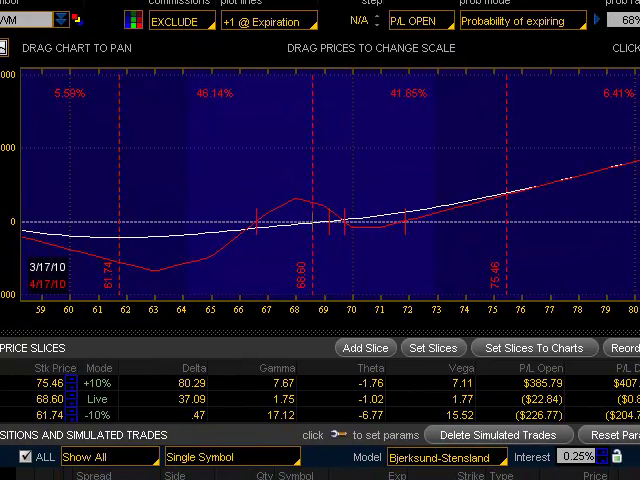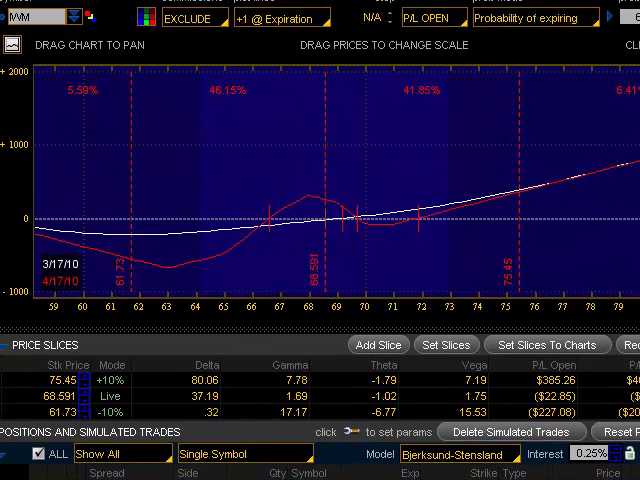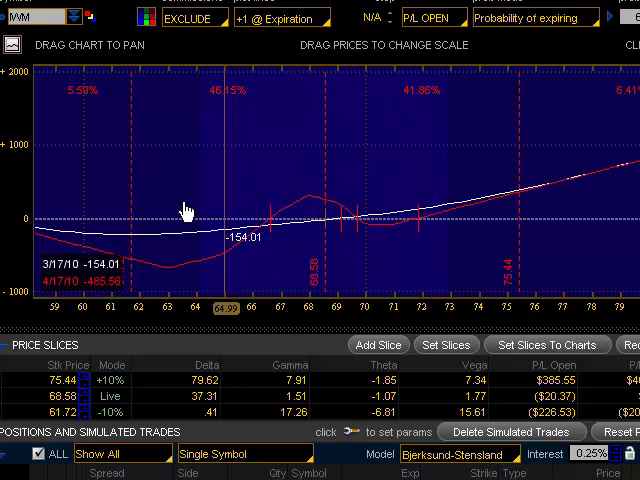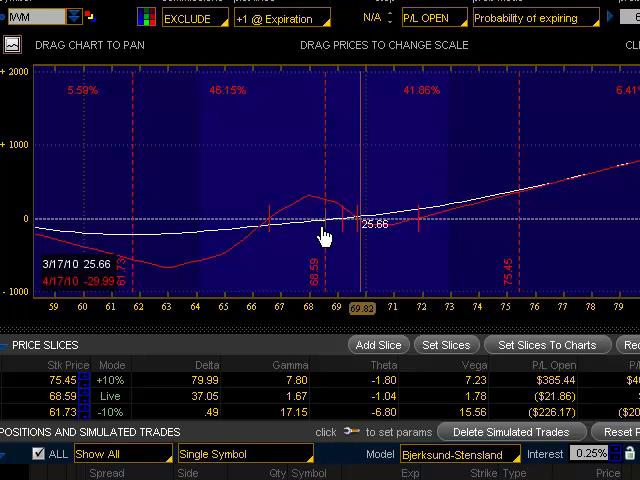Make sure you tune in to see what we do next to make adjustments to this trade, with the intention to bring this red line completely above this dotted line, which is our 0 point.